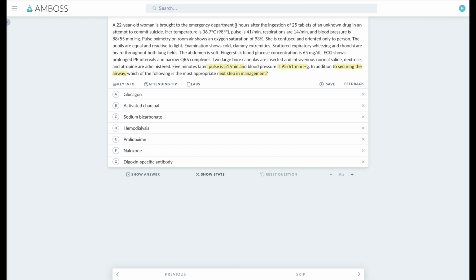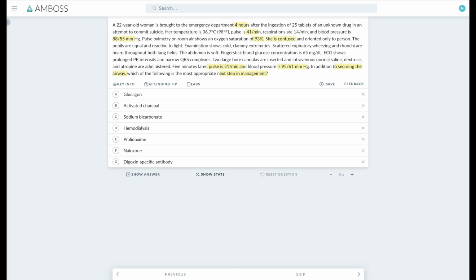A 22-year-old woman is brought to the ER 4 hours. Remember, with toxicology, you always need to highlight the time, even if it wouldn't matter, but just keep it in mind, after the ingestion of 25 tablets of an unknown drug in an attempt to commit suicide. Her temperature is normal, pulse is 41, respiration 14, blood pressure is 80. So as you can see, bradycardia, hypotension, pulse oximetry, oxygen saturation is low. She's confused and oriented only to person.